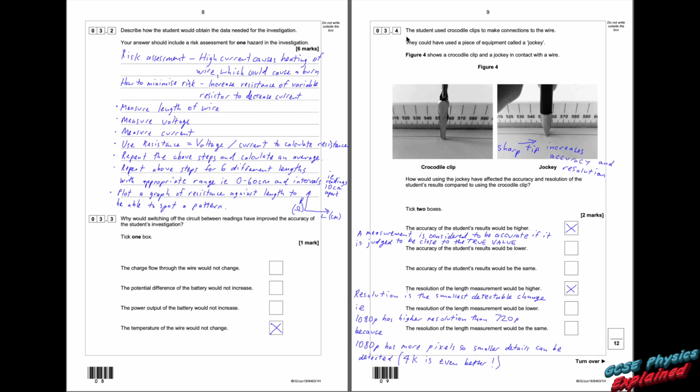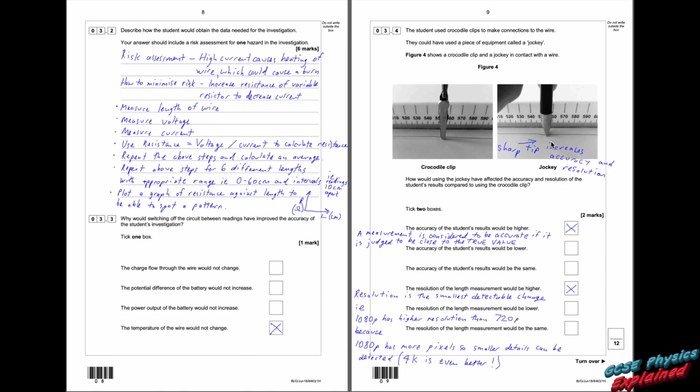Part 4. The student used crocodile clips to make connections to the wire. They could have used a piece of equipment called a jockey. Figure 4 shows a crocodile clip and a jockey in contact with the wire. So that's what the crocodile clip looks like. That's what the jockey looks like. How would using the jockey have affected the accuracy and resolution of the student's results compared to using the crocodile clips? So they're making sure you know what accuracy and resolution means.